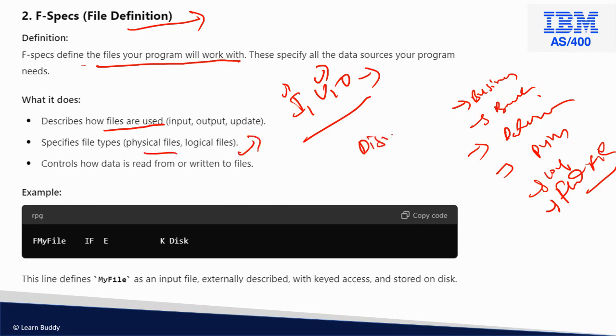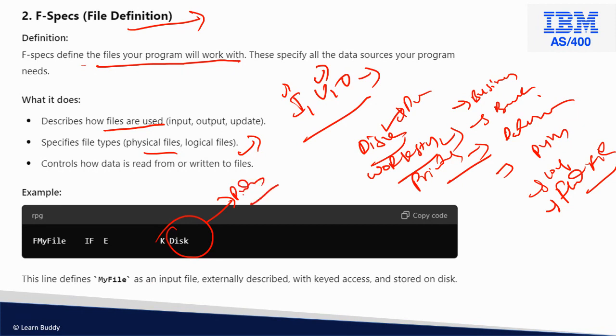We mainly use DISK for the database files and WORKSTN for the display files. In the F specification, we not only describe physical files or logical files, we also define display files and printer files, right? How can you understand what kind of file it is, either a database file, a display file, or a printer file? Based on the keywords DISK and WORKSTN, and for the printer file it will be PRINTER. Here you can see DISK means the database file. And it controls how data is read and written into the file.